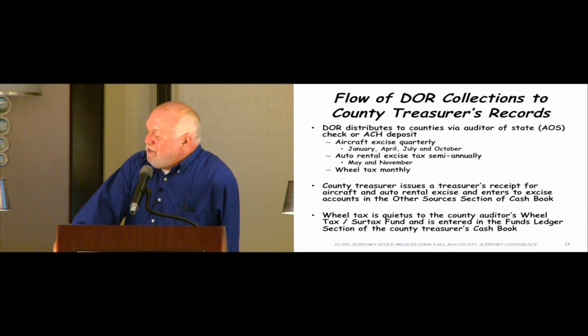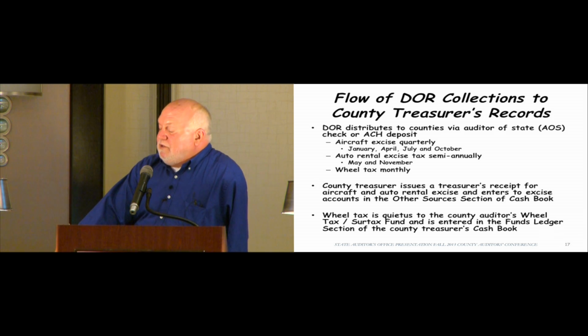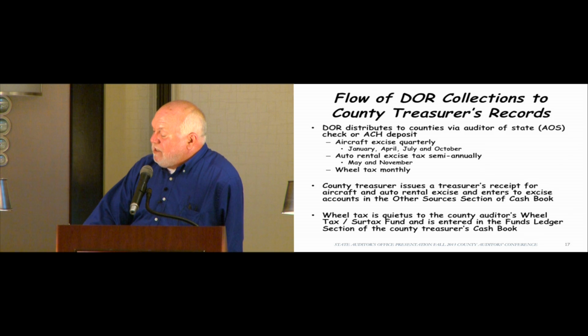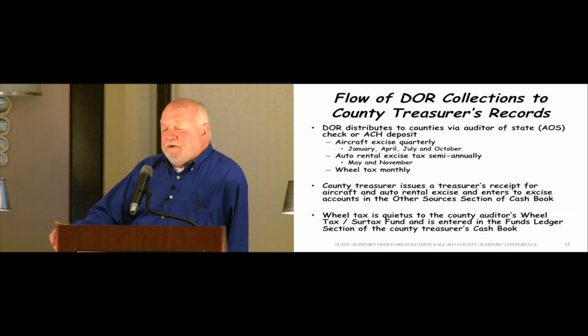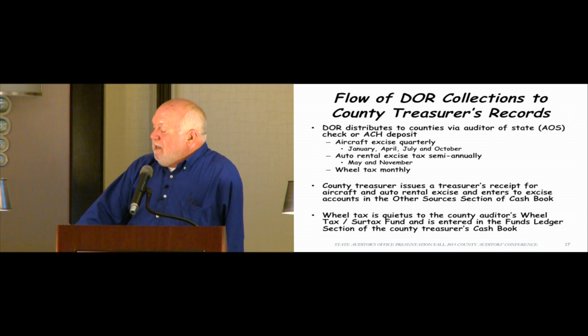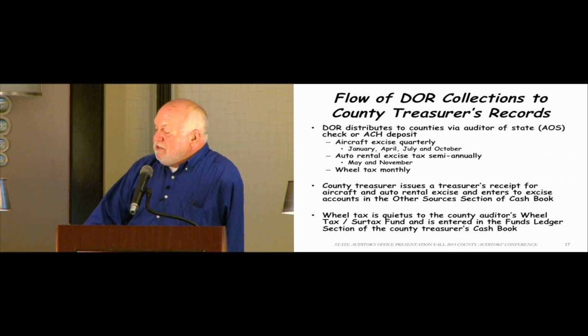So for excise, the treasurer issues a receipt and posts that to other sources on the cash book. For the wheel tax and excise surtax, that should be quietused directly into the wheel tax and excise surtax fund, and will be shown in the funds ledger section of the county treasurer's cash book. This is something different. There have been county treasurers issuing receipts, and it goes into the other sources, and later it's transferred over to the funds ledger by quietus. The preferred method is just to quietus it directly into the wheel tax and excise surtax fund.